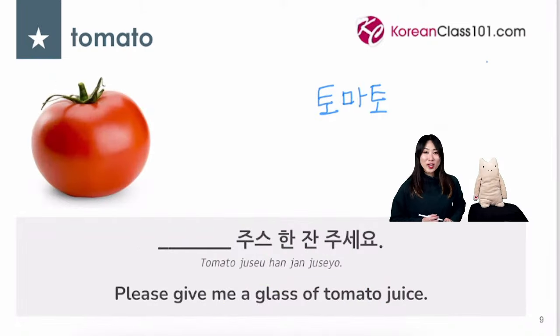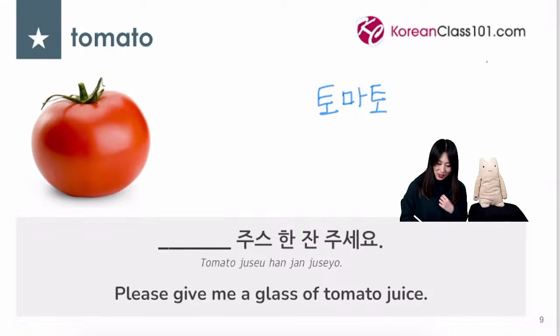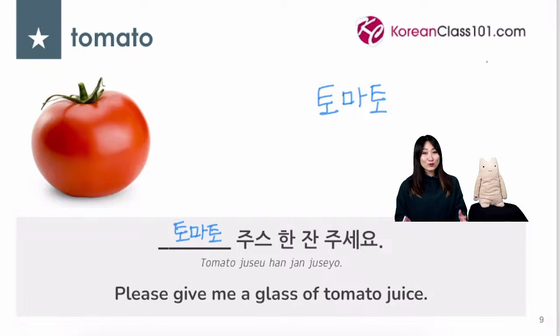Okay, let's talk about tomato again. 토마토. Here's an example sentence. 토마토 주스 한 잔 주세요. Ooh, you know these two words already. 토마토, tomato, 주스, juice. Tomato juice is 토마토 주스. What is 한 잔? 한 잔 is simple. First, you see this 한? It's from 하나. One. And what is 잔? 잔 means glass. So 한 잔 means a glass. So 토마토 주스 한 잔 is a glass of tomato juice.